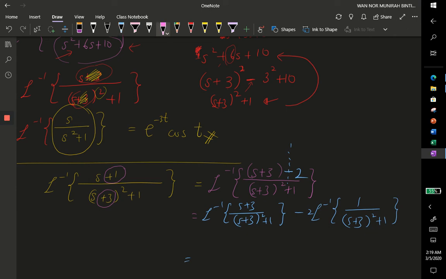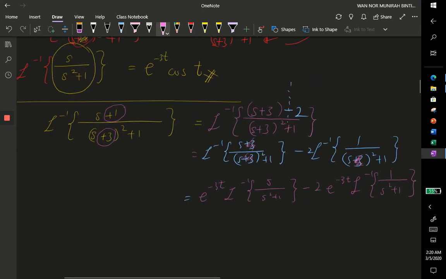Then apply the linearity property. Apply the first shift property. Take out e to the negative 3t. I erase this one, so the remainder is Laplace inverse of s over s square plus 1, minus 2, take out e to the negative 3t. Erase. So I have the remainder, Laplace inverse of 1 over s square plus 1. So e to the negative 3t, just solve for this one. Laplace inverse of this one, you can refer to the table. So we have cos t minus 2e to the negative 3t. Refer to the table for this one. So you have sin t.